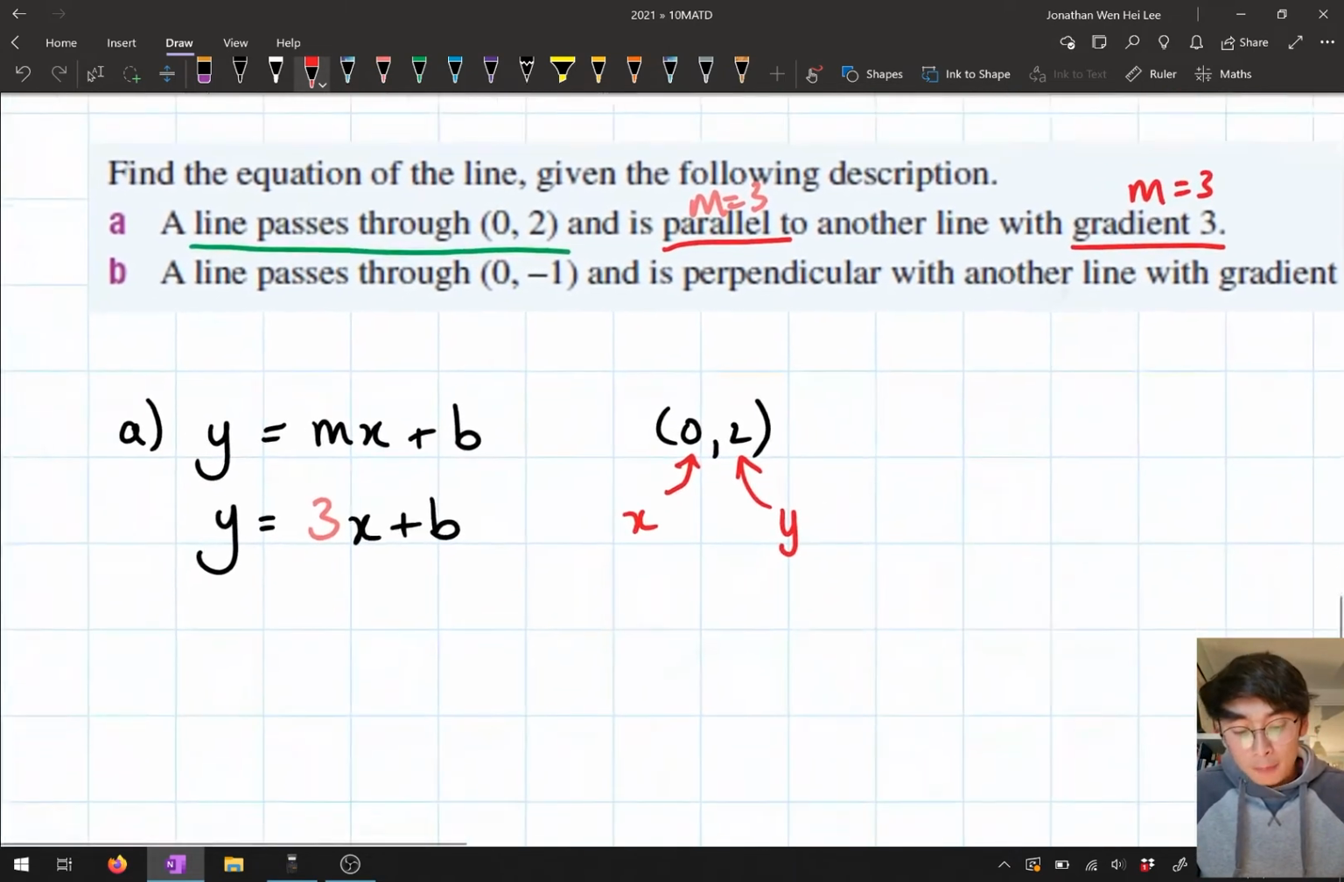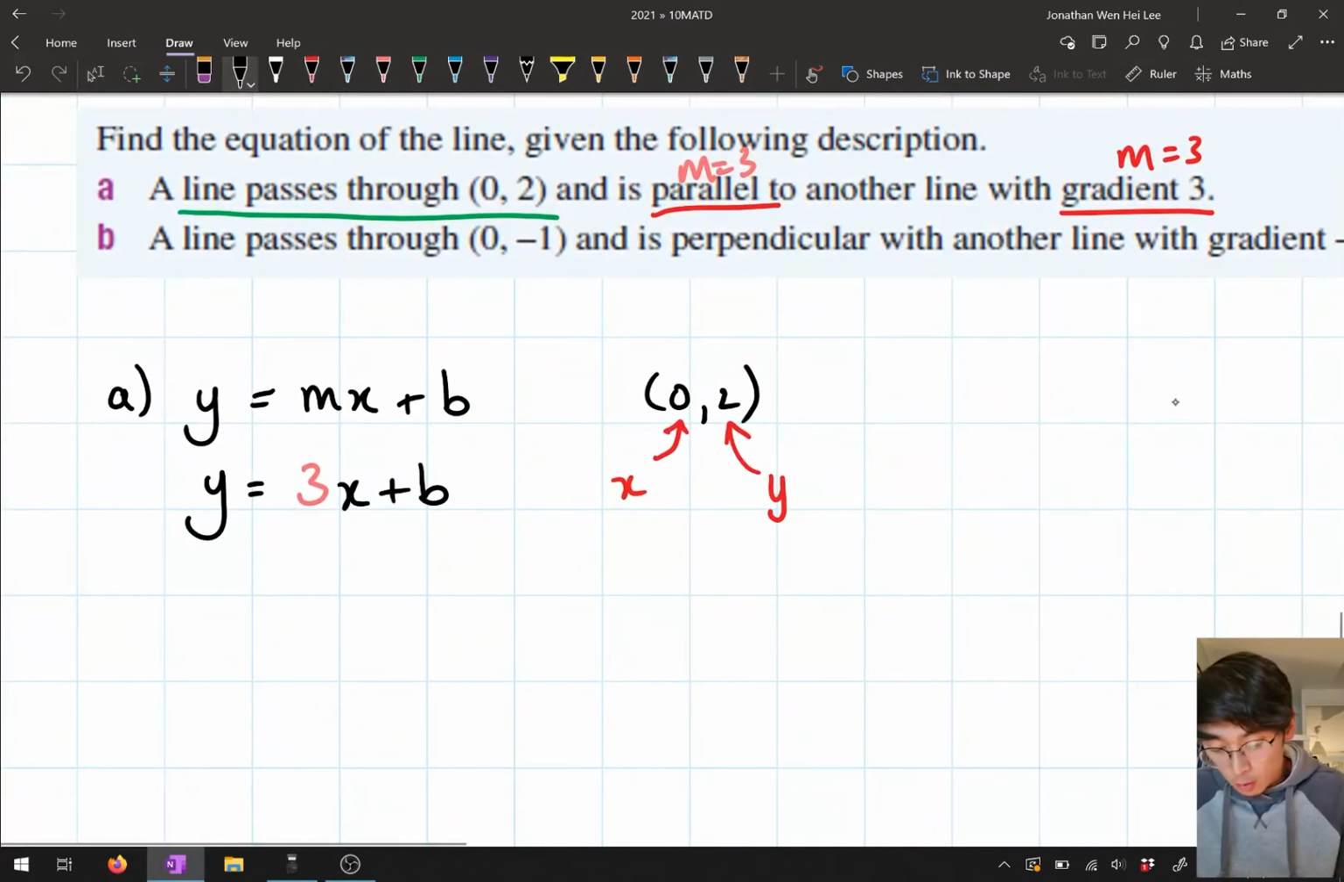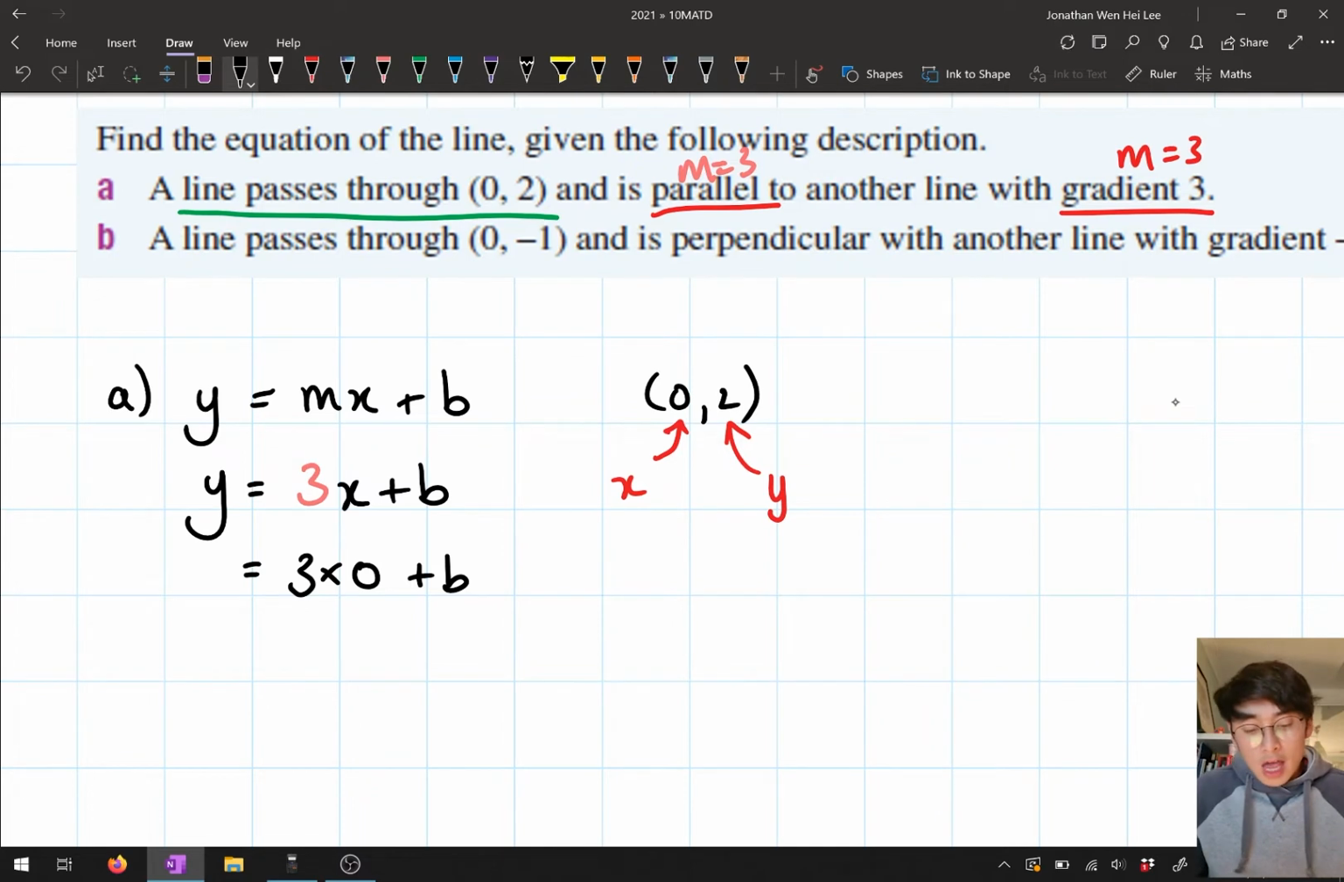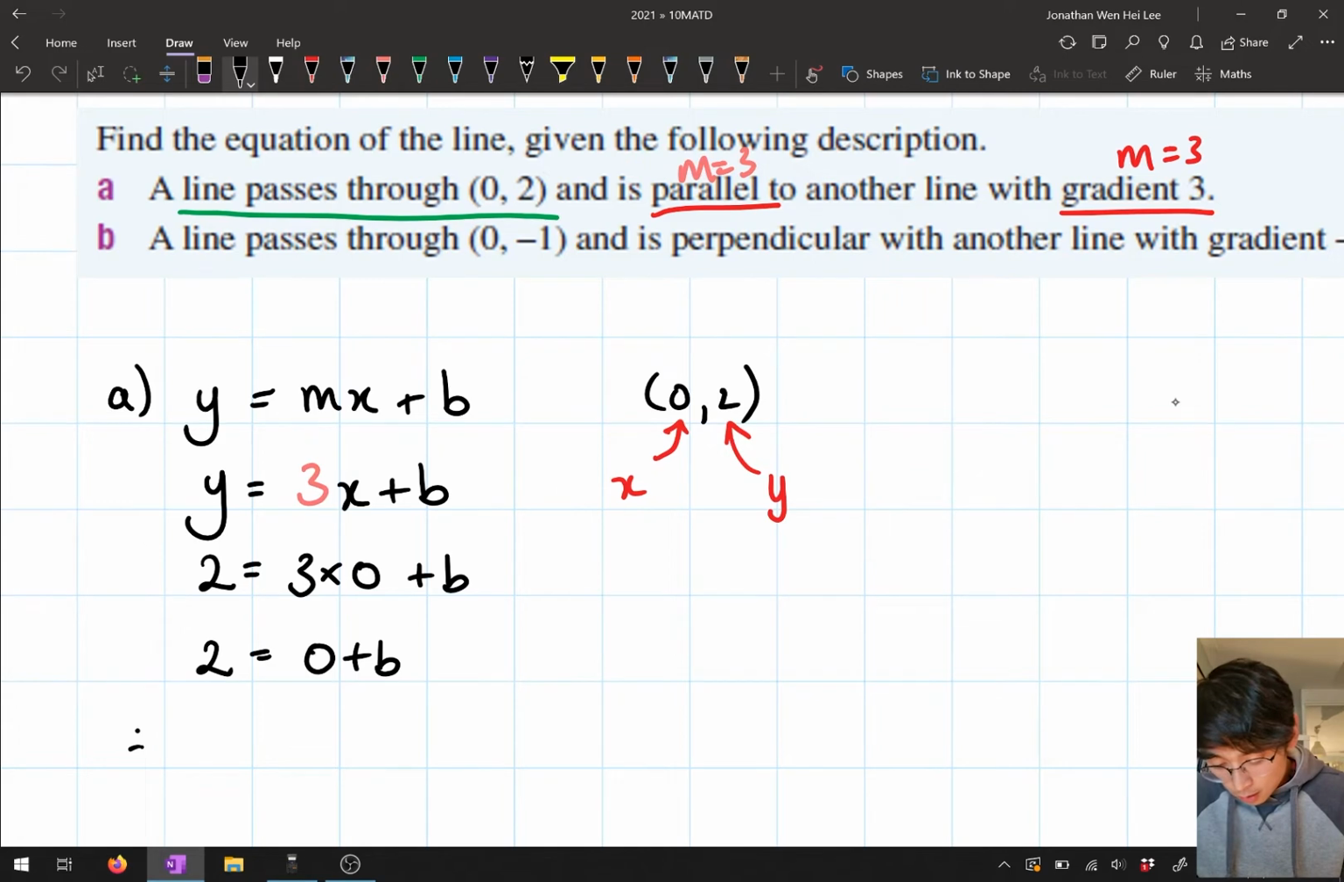So let's do that. I'm going to replace x with 0. If you have a look at my equation, y is equal to 3x, I'm just going to replace the x with 0. So this becomes 3 times 0 plus b on my right hand side. I'm going to replace y with 2, so I'm going to write 2 is equal to that. Let's simplify this a bit. I'm going to have 2 on the left hand side, nothing changes to it, is equal to 3 times 0, which is 0, plus b. When I have 0 plus b, that just leaves me with b, so I'm going to have b is equal to 2.